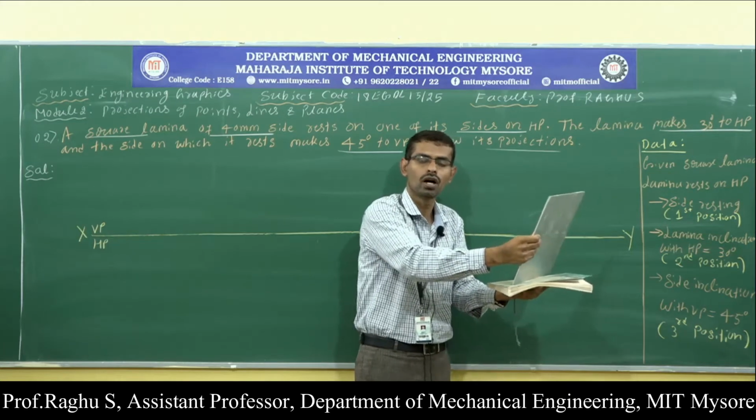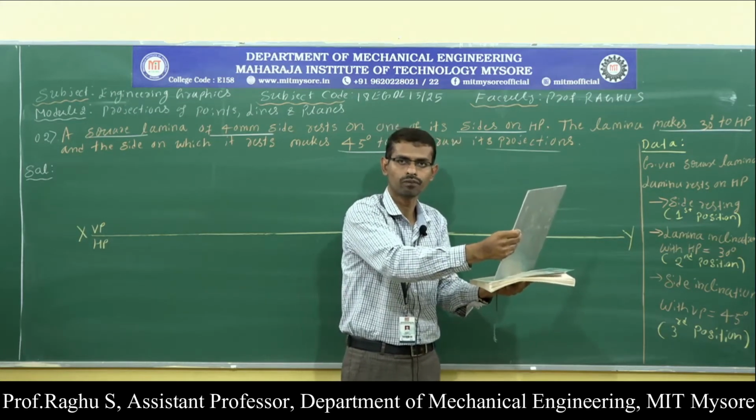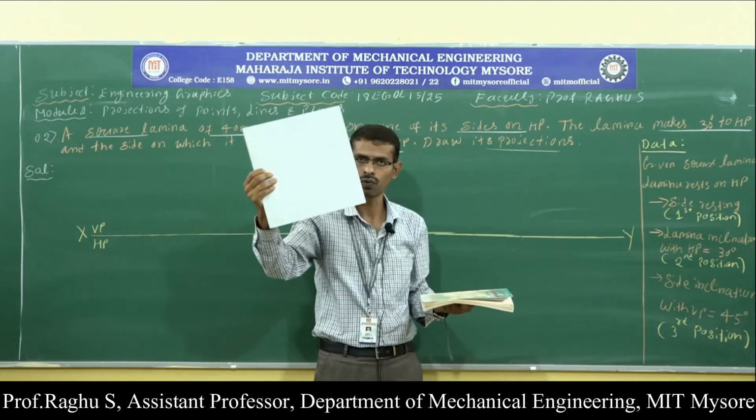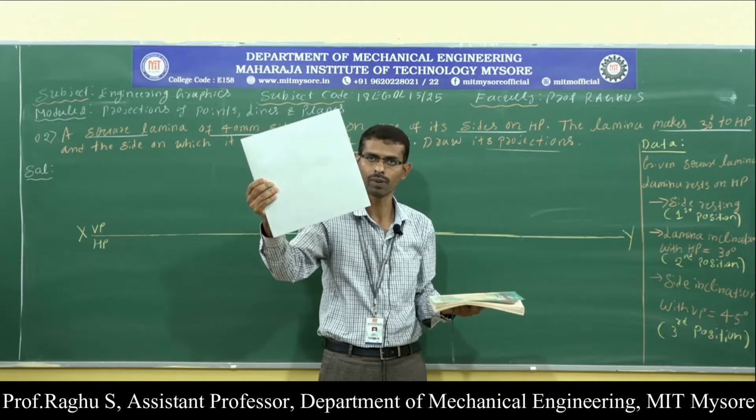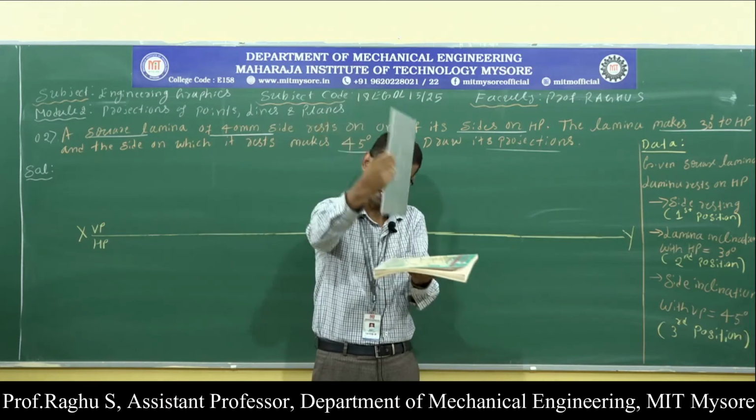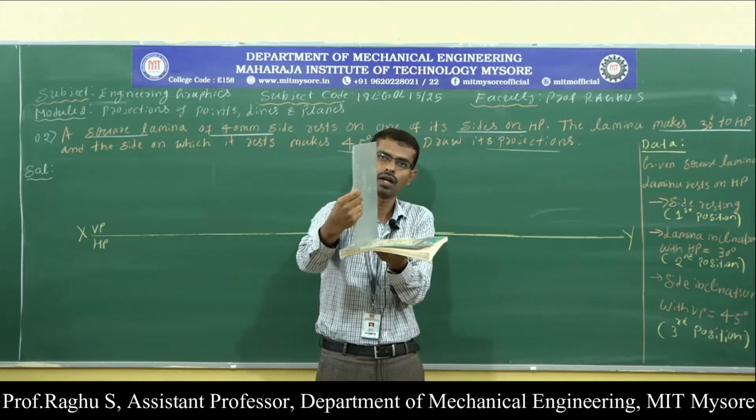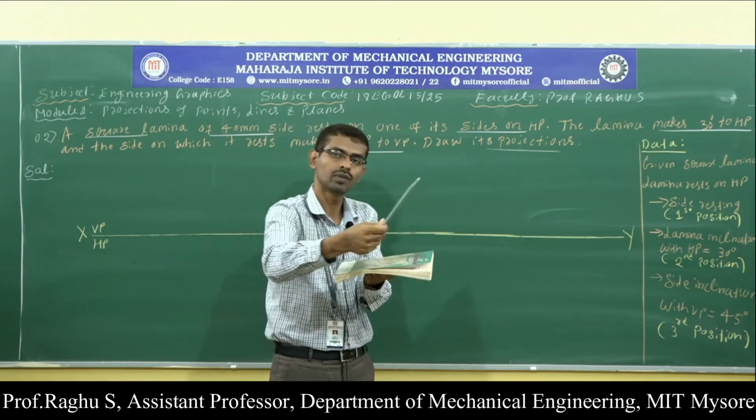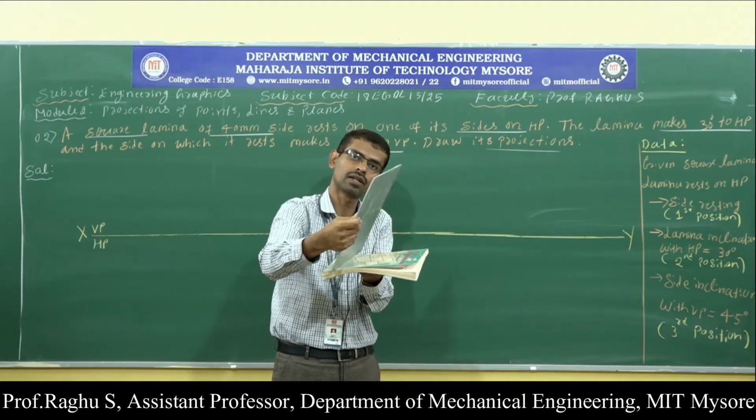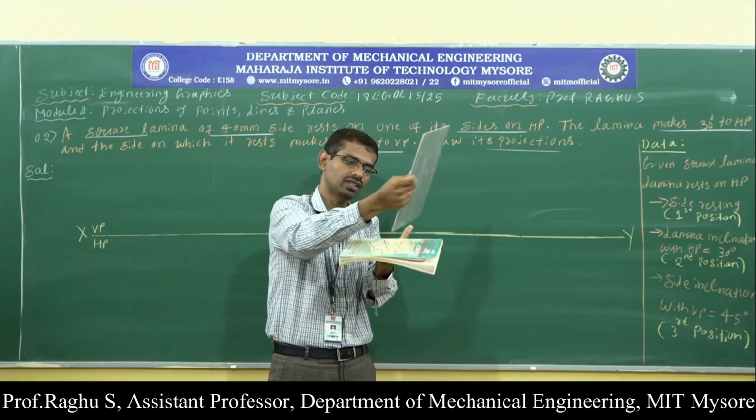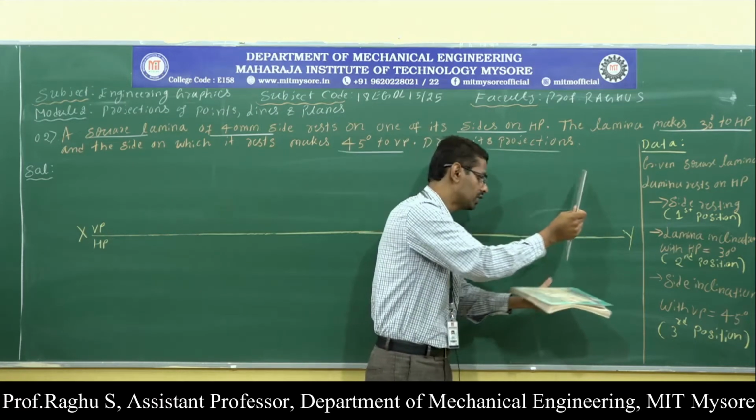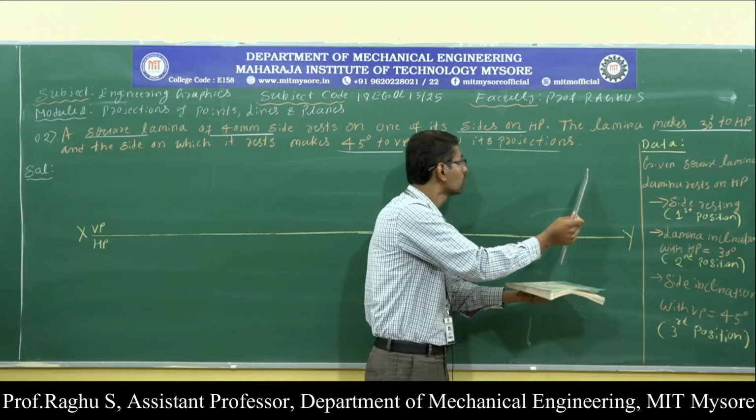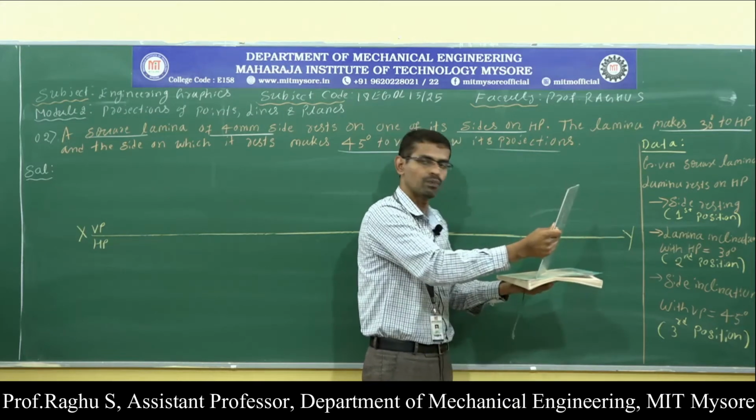In this position, I am supposed to write the top view and front view. So the given lamina is a square of dimension 40 mm. Next, the lamina rests on HP with one of its sides. Next, the lamina makes 30 degrees with respect to HP. Lamina inclination means surface inclination. This is the resting side, and this edge is inclined 45 degrees with respect to VP.